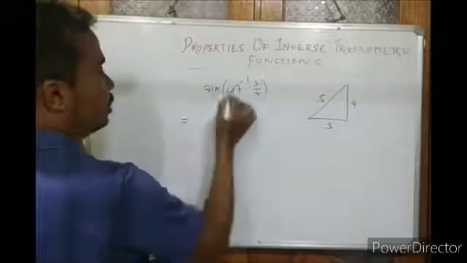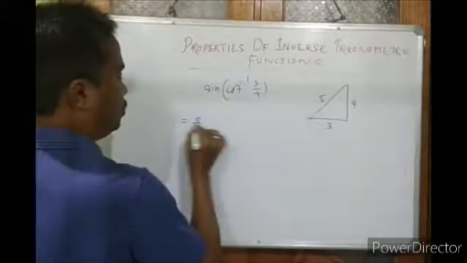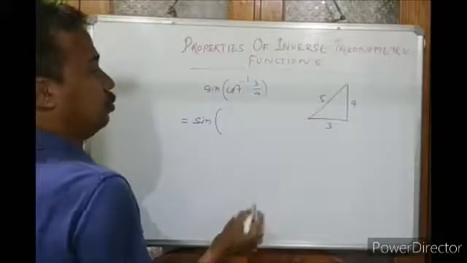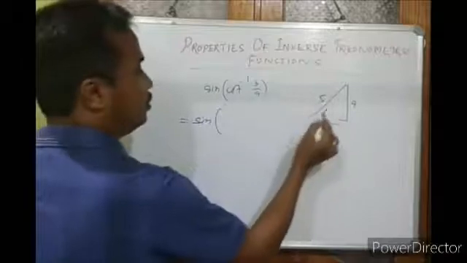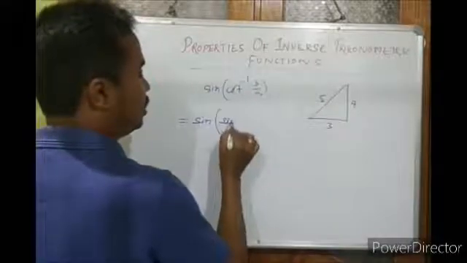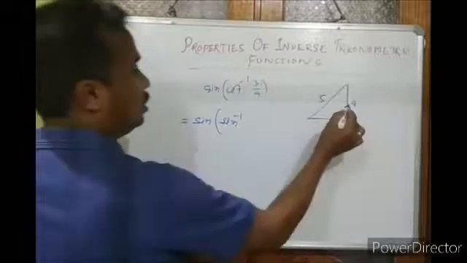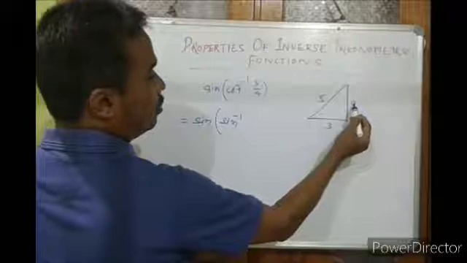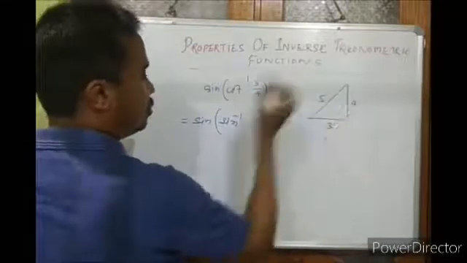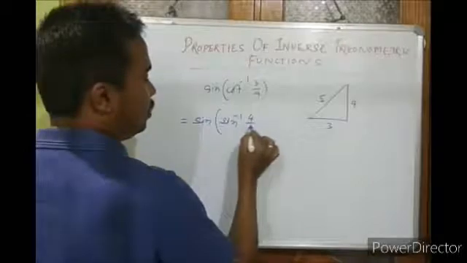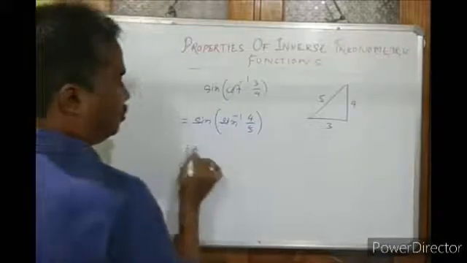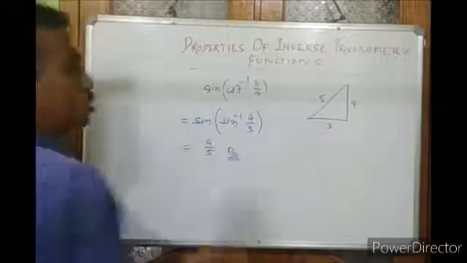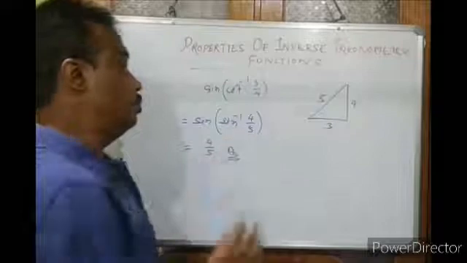In this case, we have to write in terms of sine. Cot inverse 3 by 4 can be written as sine inverse of sine theta, which is perpendicular by hypotenuse. The perpendicular is 4 and the hypotenuse is 5, so it is equal to 4 by 5. In this way, we can solve this type of problems very easily.